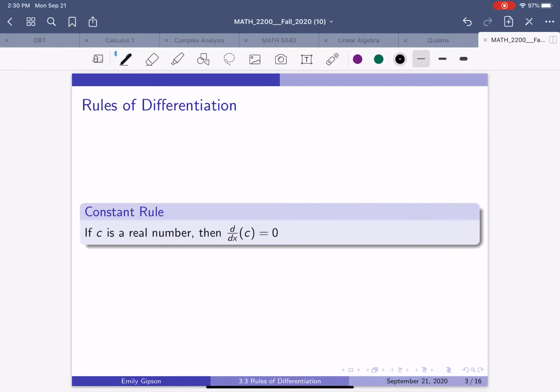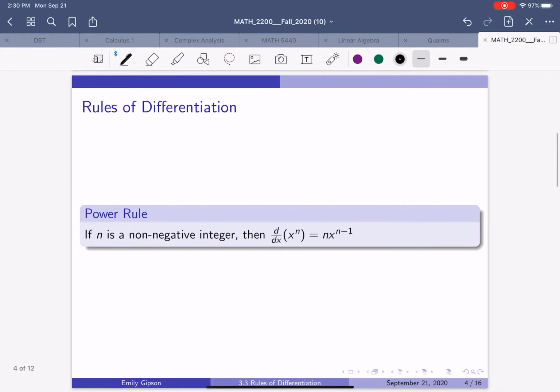So the first one we've got is the constant rule. If c is a real number, then d dx of c is equal to 0. Then we've got the power rule. If n is a non-negative integer, then d dx of x to the power of n is n times x to the power of n minus 1.